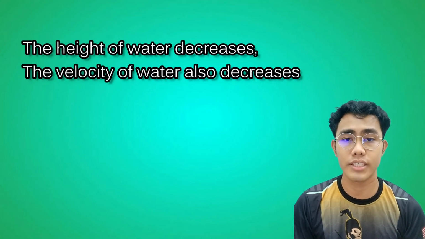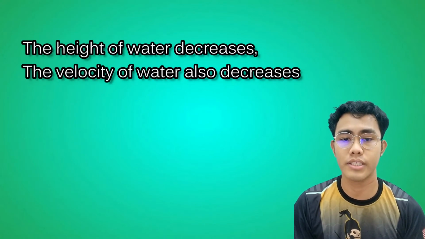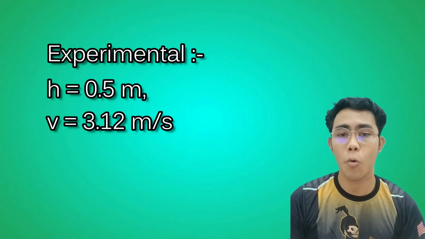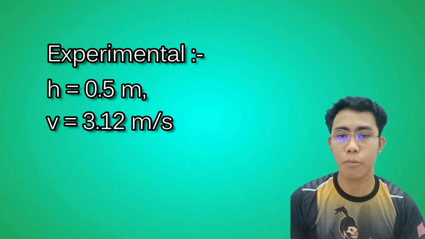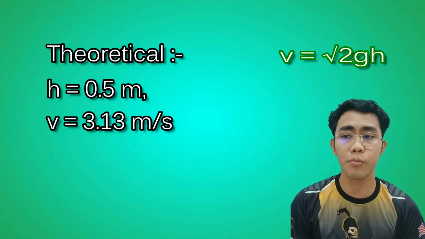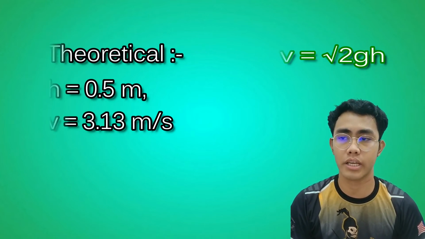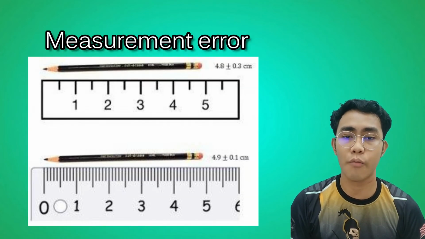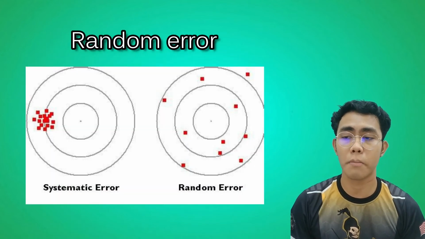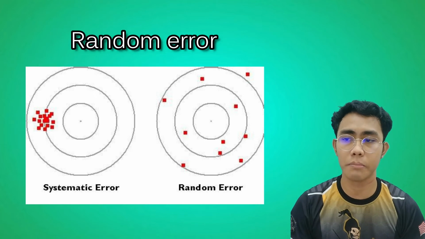From this experiment, we can see that as the height of water decreases, the velocity of water also decreases. In the first experiment, the height of water was 0.5 meter, while the velocity obtained was 3.12 meter per second. Meanwhile, in the theoretical value for experiment 1, the velocity calculated using Bernoulli's theorem was 3.13 meter per second. The reading data might have a slight error due to our measurement and parallax error. Other than that, some random errors might also happen during conducting our experiment.